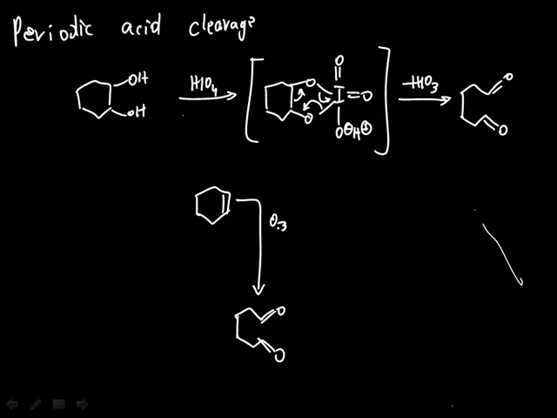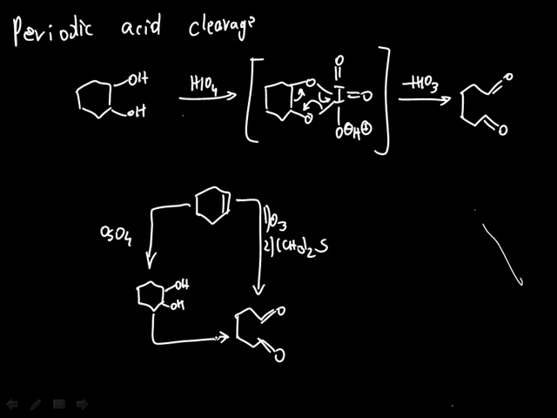either by treating this alkene first with ozone and then with dimethyl sulfide, or by a two-step oxidation, where we first convert this alkene with osmium tetroxide and hydrogen peroxide into a diol, and then we convert this diol using the periodic acid. Both of these methods are used quite frequently.